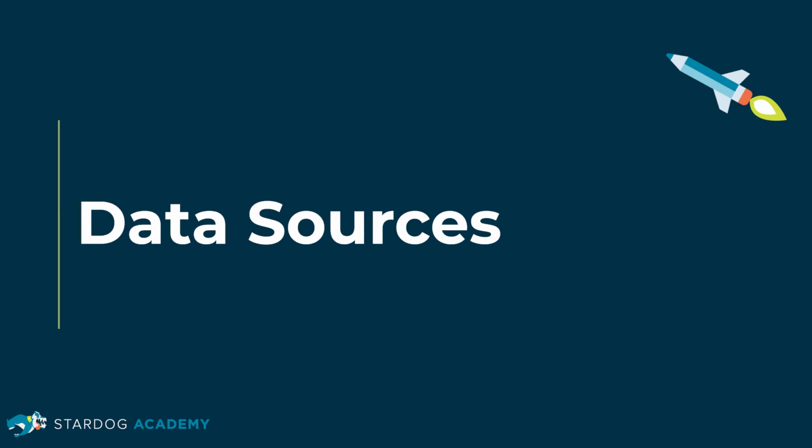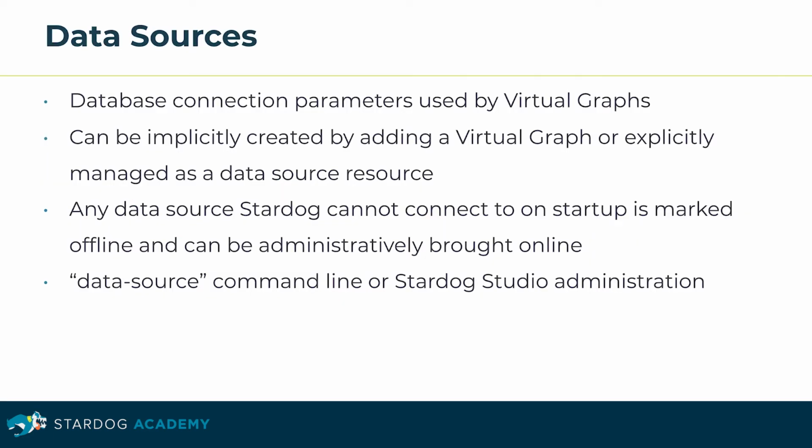This section is about data sources. Now, the virtual graph is going to need the data source connection information to connect to. Originally, this was created implicitly by adding a virtual graph, and in recent versions of Stardog, we can explicitly manage the data sources as independent configuration options within the platform. This provides a benefit in that we can manage our database connection properties from a single location.